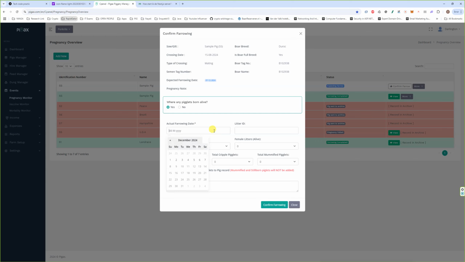So the system tells you when it expects the pigs to deliver, but sometimes it could be 1 or 2 days early or 1 or 2 days later. So we want you to register when the actual delivery was. I'm going to say, okay, fine, it was actually the 7th.